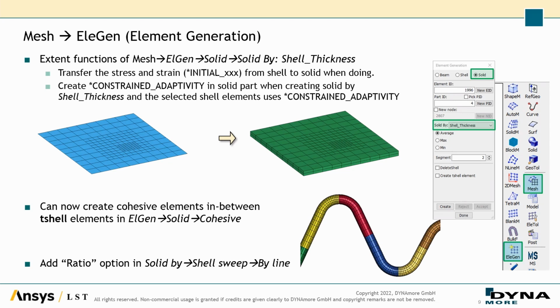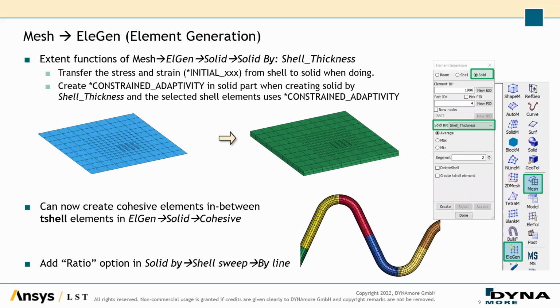The developer extended the function in solid generation by shell thickness. If you would like to create solid elements from existing shell thickness elements, you can now also transfer the initial stress and strain keyword cards to the new solid elements. Additionally, the constraint additivity cards are also created for the generated solid elements.